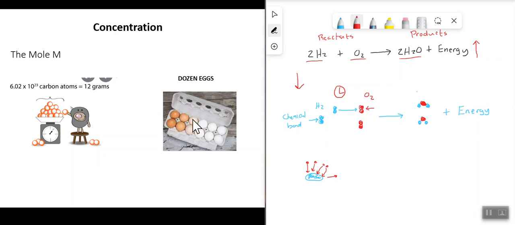A dozen means 12 eggs. A mole of atoms means 6.02 multiplied by 10 to the power of 23 atoms. And we use a capital M to represent mole. So 1 mole is equal to 6.02 multiplied by 10 to the power of 23 atoms. That's what a mole means.